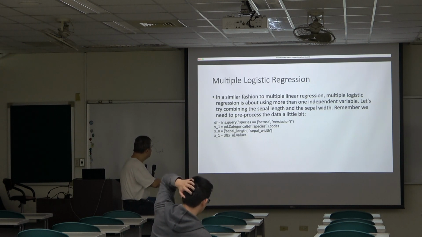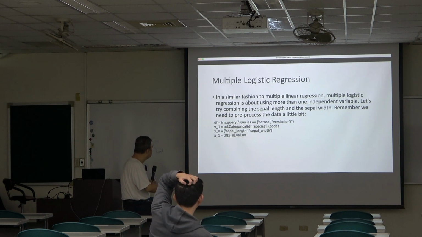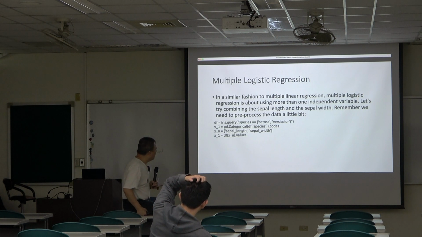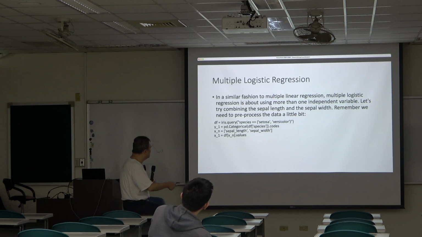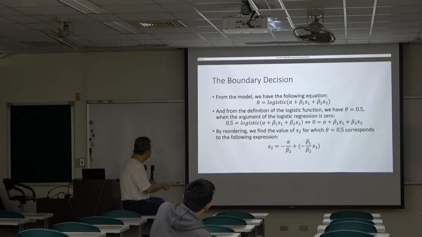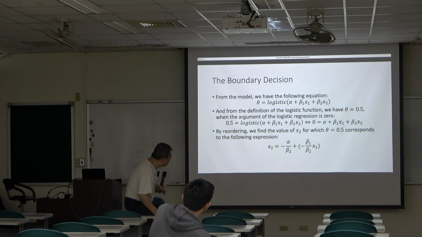So multiple logistic regression is about using more than one independent variable. Let's try combining the sepal length and the sepal width. We also need to pre-process the data. We get the values, and now we have two features, right? Let's consider the same situation, where we want the boundary to be 0.5. In this case, if you reorder the terms, you will find that the value of x2 for which theta equals 0.5 corresponds to the following equation.